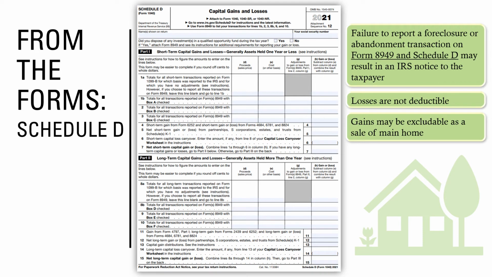And then specifically with our main homes, our principal residences, it's important to note that losses will not be deductible, and that gains may be excludable as a sale of a main home. And again, we'll discuss more about what sale of a main home entails in our next lesson.